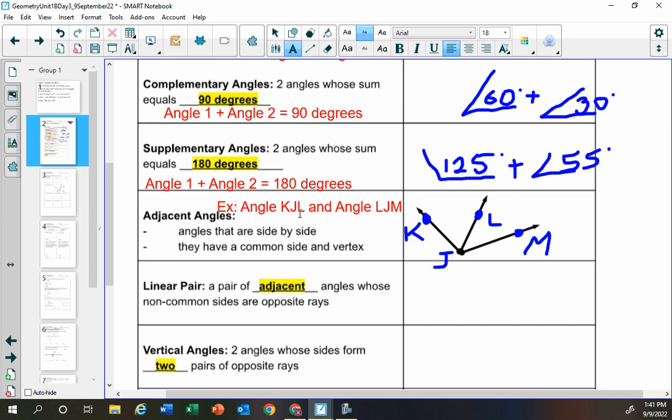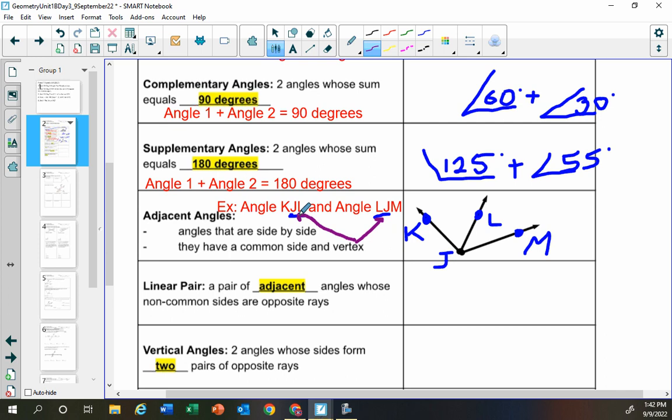Again, your common side. Look at the two. What 2 letters do we see in both KJL and LJM? What 2 letters do we see for both of these angles? J and what else? J and L. There you go. That's how you know they're adjacent. They have at least 2 letters in common, and one of them is the endpoint. But with the endpoint or the vertex, what letter do we see in the middle for both cases? Yes, that's important. Your vertex is the same. See the J there?